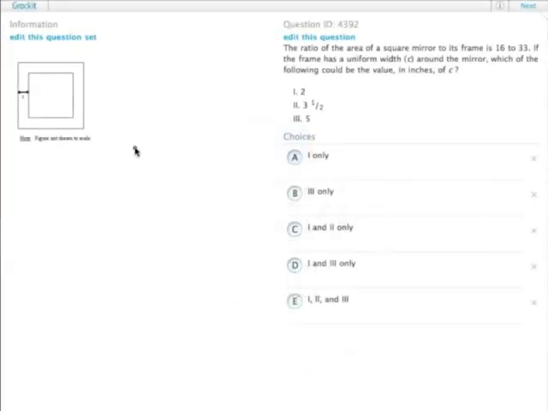This one is essentially a trick question. The ratio of the area of the square of the mirror to its frame is 16 to 33. And so the part to the whole, the whole area of both combined, must be 49. 16 plus 33 equals 49.